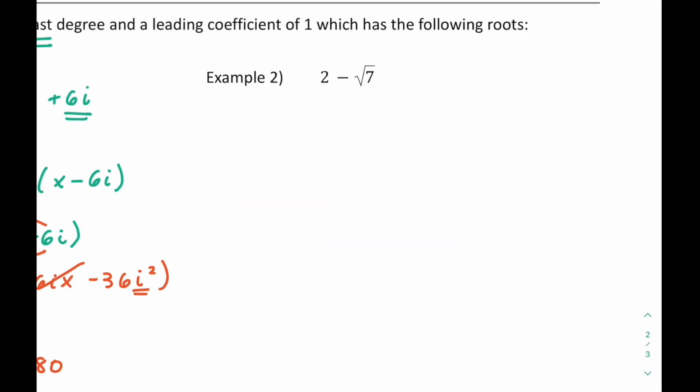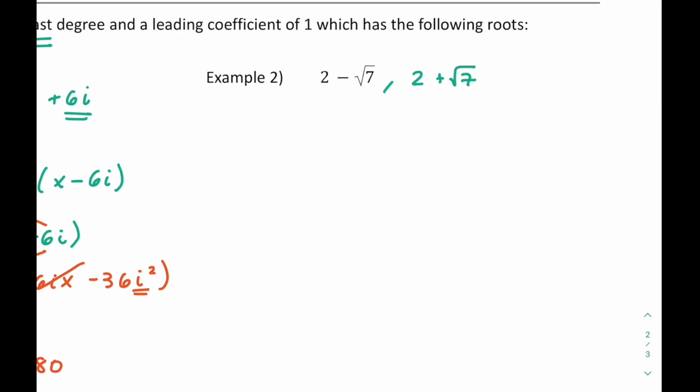All right, so now we're going to do example number 2. The nice thing about example number 2 is we are only given one root, but we do need to find its conjugate pair. So 2 minus root 7, 2 plus root 7 would be the conjugate. And you need to remember, these are binomial roots. So these are roots that have two parts to the solution.